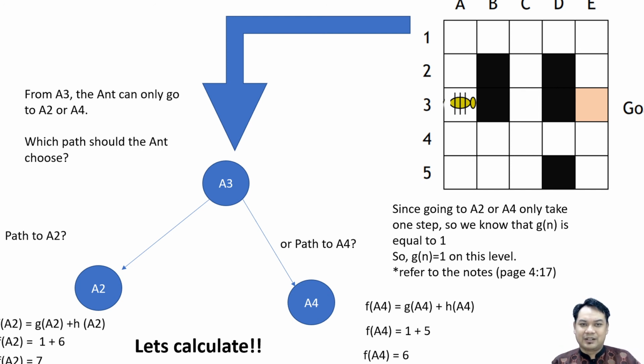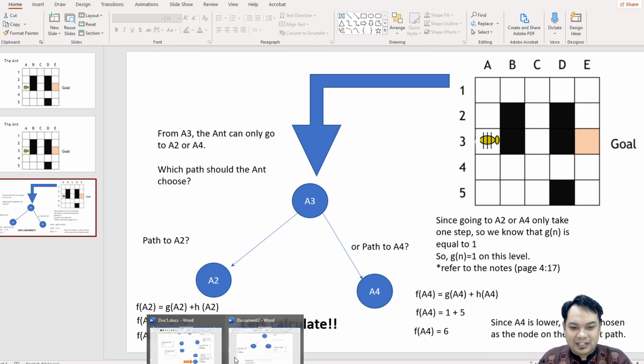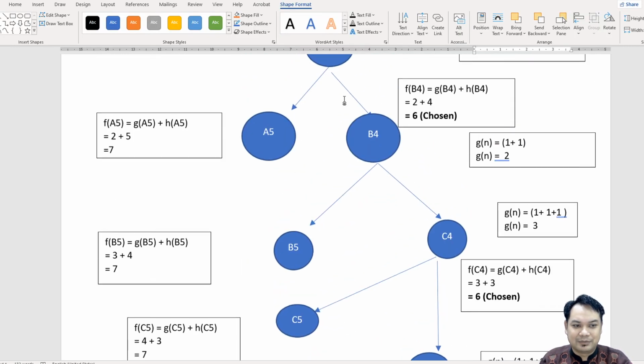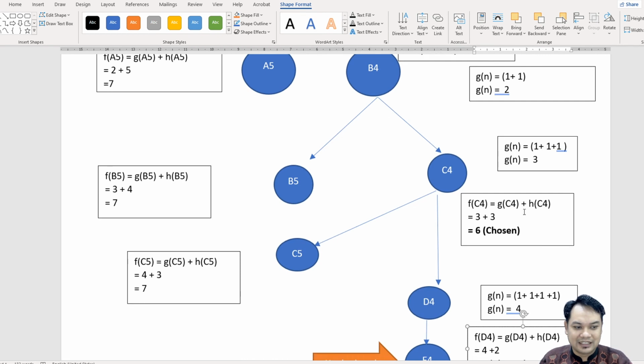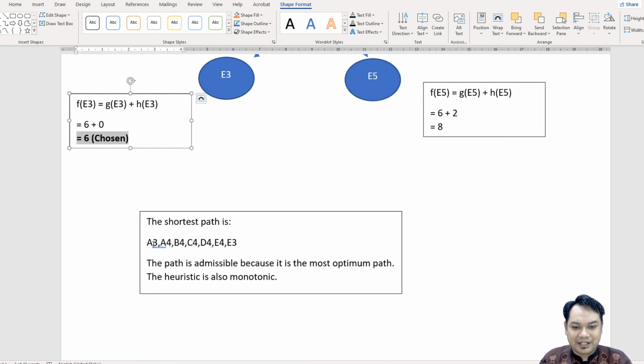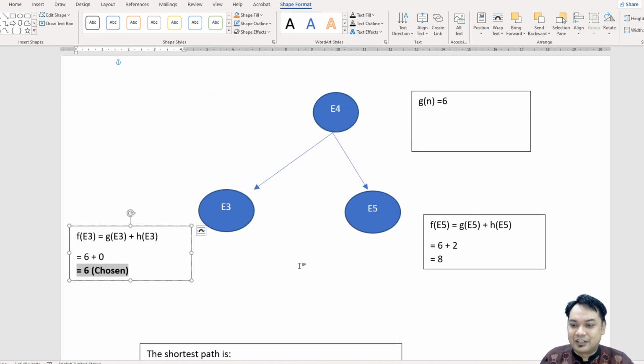Kemudian, bila dia pergi kepada junction baru, kita calculate lagi. Calculate sampai kita jumpa goal. So, and then finally you will get the end pass, or you can prove the end chosen pass. So, dia pergi chosen, A4, C4, D4. Lepas tu last sekali kita akan dapat pass dia lah. Kita tulis ni. A3, A4, B4, C4, D4, E4 and E3. Okay, then only then you can get your answer.